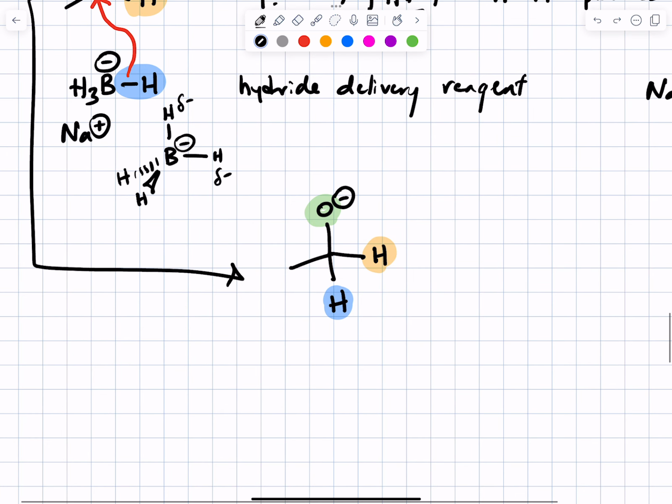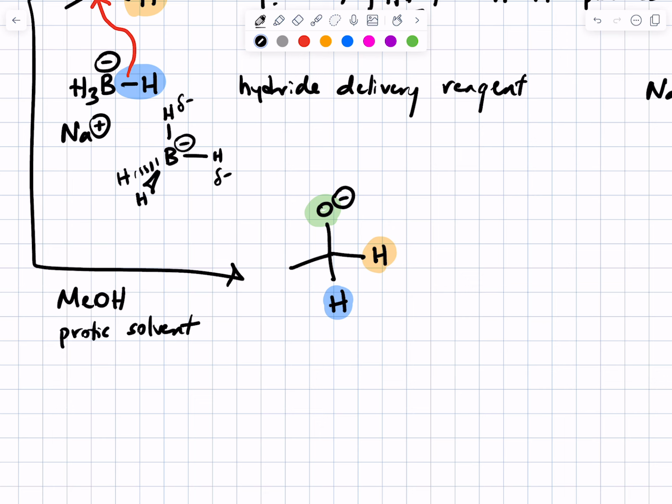It turns out actually that sodium borohydride can be used in methanol, which is a protic solvent. This is a solvent that has protons that are available for the taking if you have a strong enough base. And so what likely happens at this stage is that the negatively charged oxygen picks up a proton from methanol, and then you get your alcohol as a product.